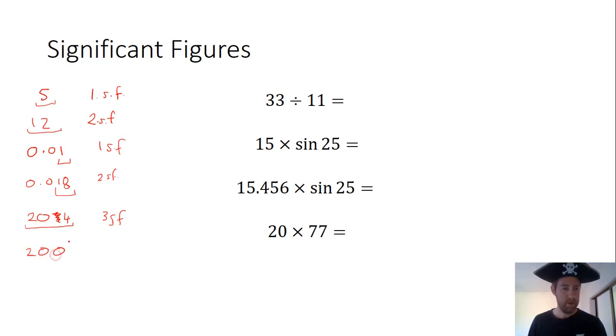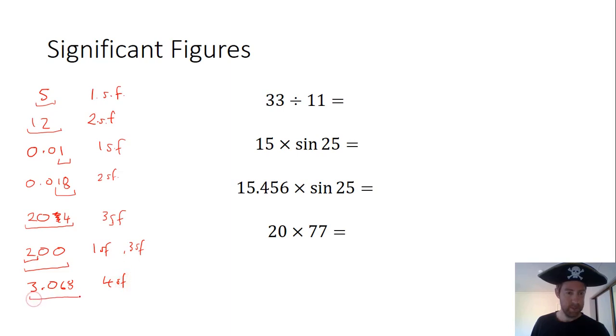Whereas the number 200, some would say it has one significant figure, and some would say it has three significant figures. I personally would say we're not sure, which doesn't really help, but we'll answer that question when we come to it. And 3.068, that has four significant figures because there's a 0 in the middle. All of those are significant.